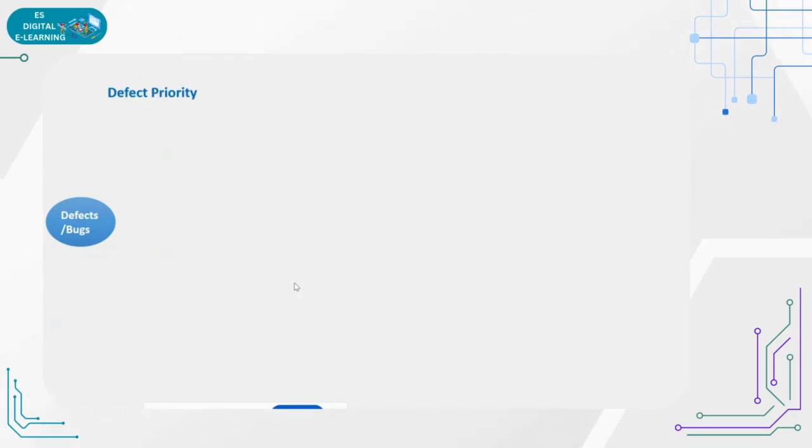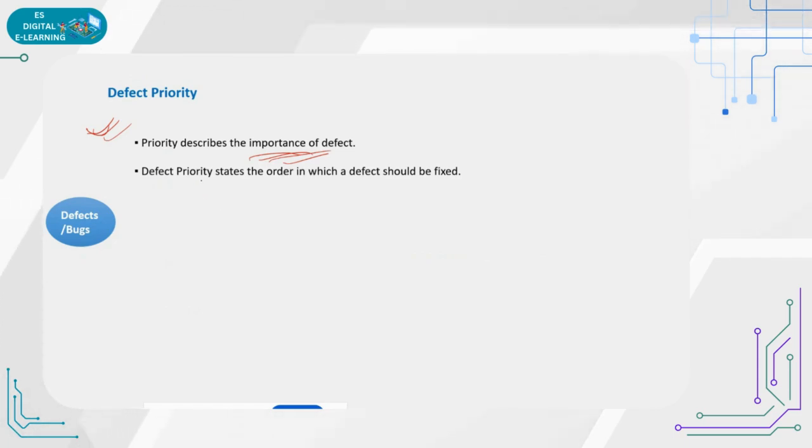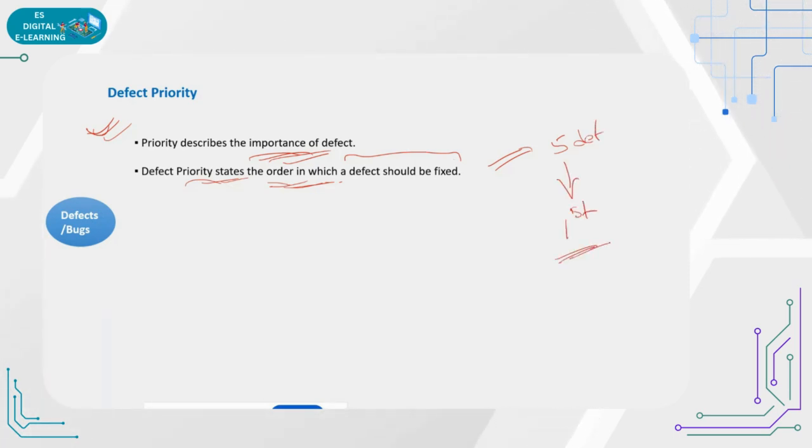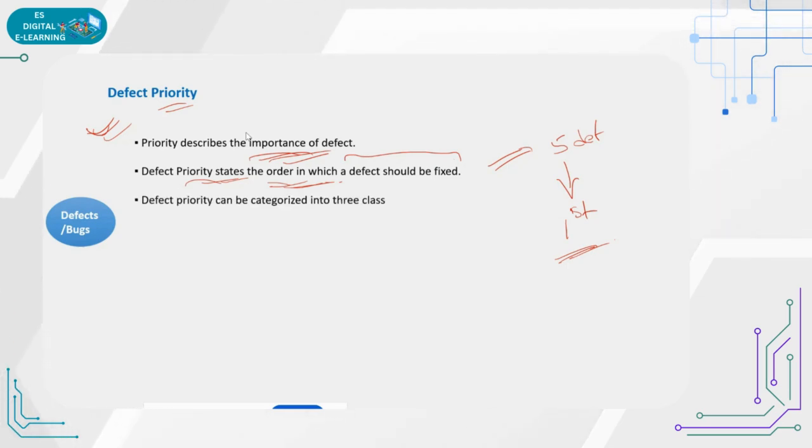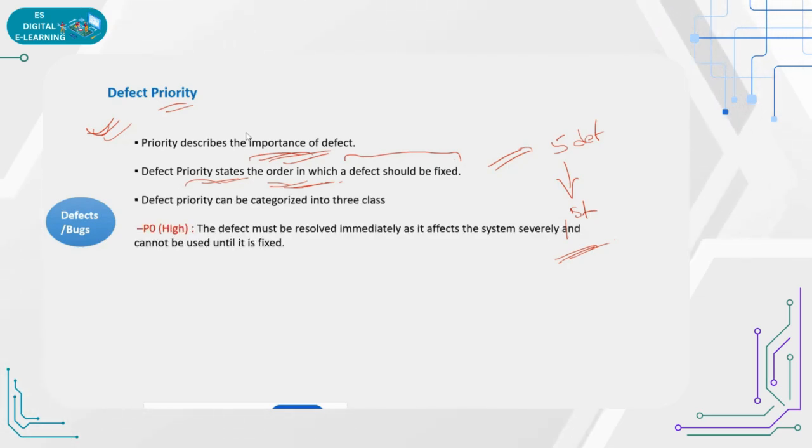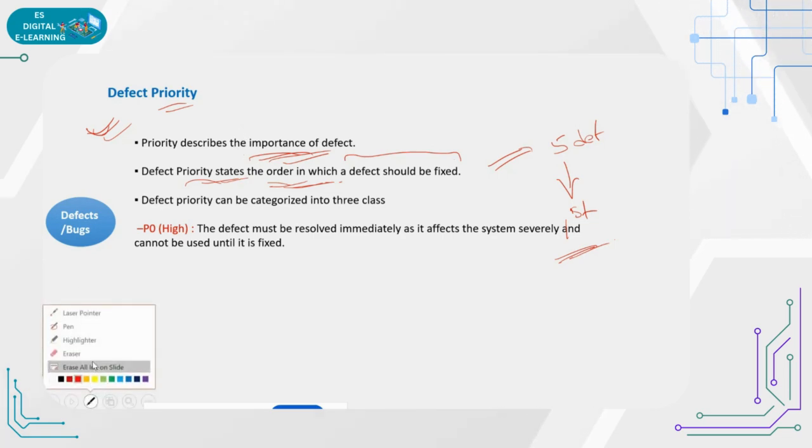Defect priority. Priority describes the importance of the defect. This is the definition. Defect priority states which defect should be fixed first. Okay, you created 5 defects, but which one do I need to take first? That will be taken as the priority, which is the importance of the defect. Defect priority can be categorized in 3 states: high, medium and low.